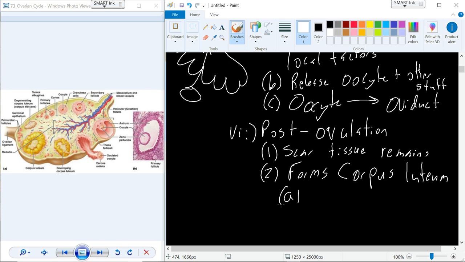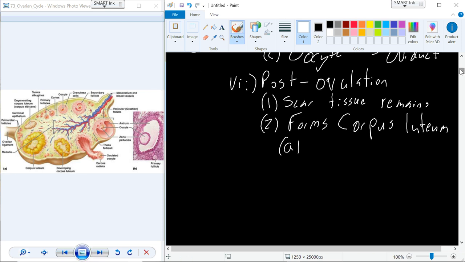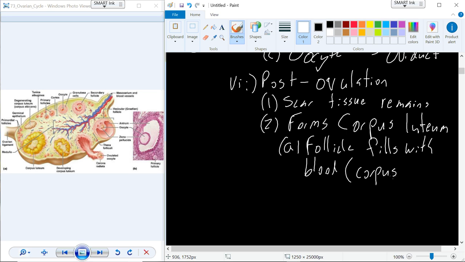So the progression that happens here, remember that we had the theca interna. Theca interna becomes vascular. So when the follicle ovulates, the leftover scar tissue begins to fill with blood. And so this initial structure right after ovulation fills up with blood. It's going to be referred to as the corpus hemorrhagicum. So the corpus hemorrhagicum occurs, and it stimulates the healing process.